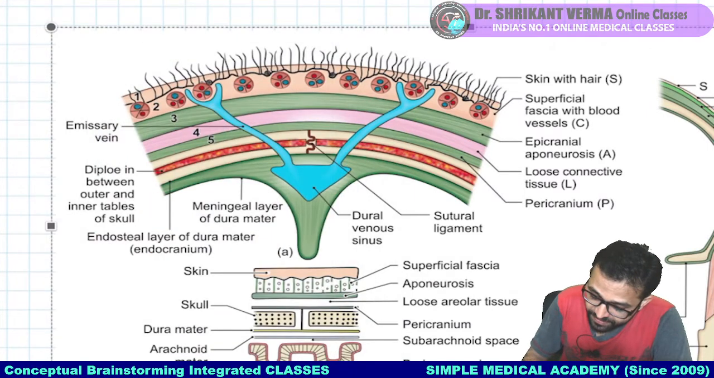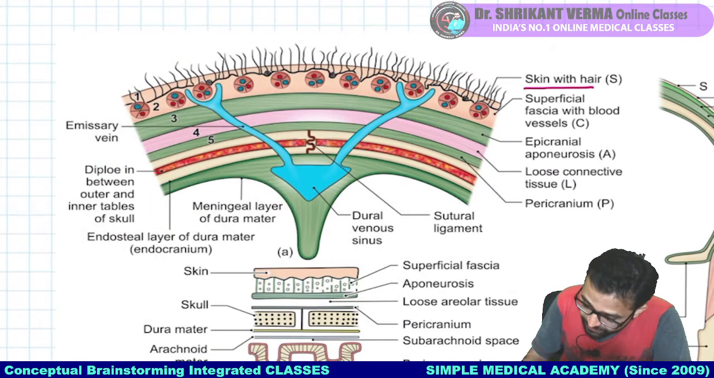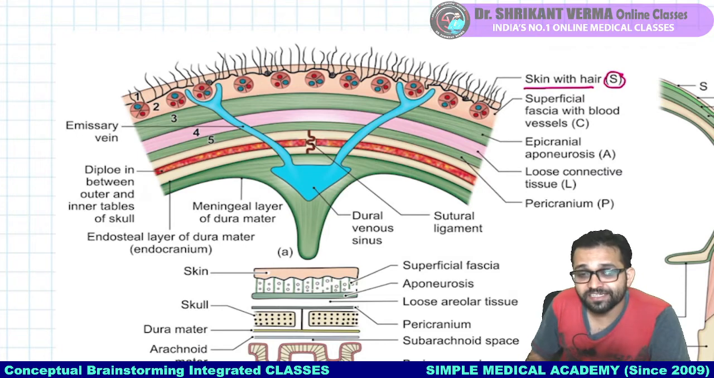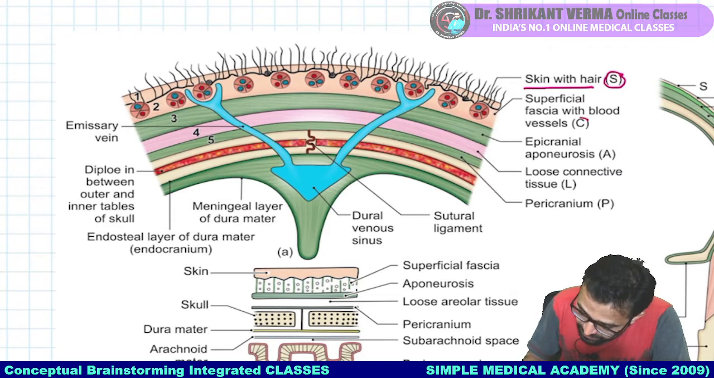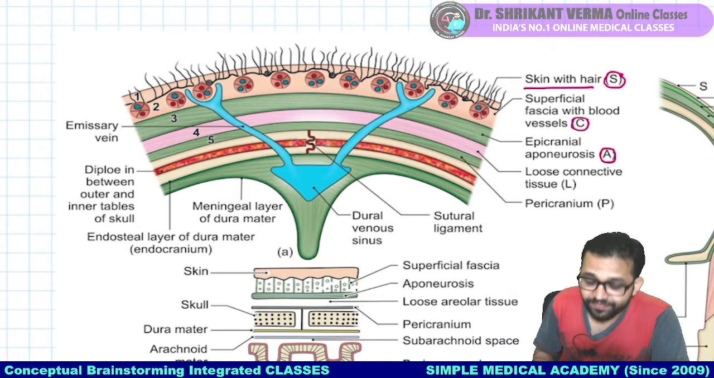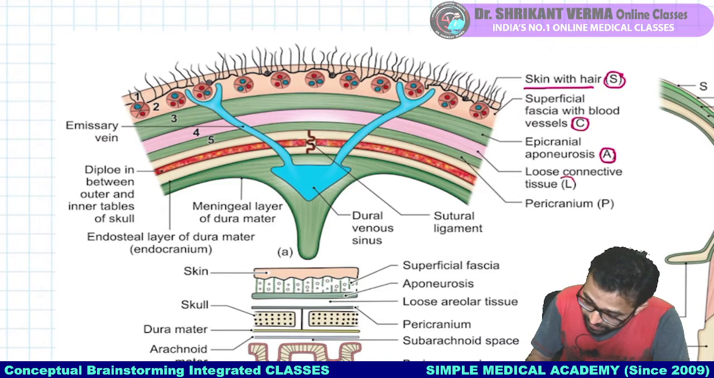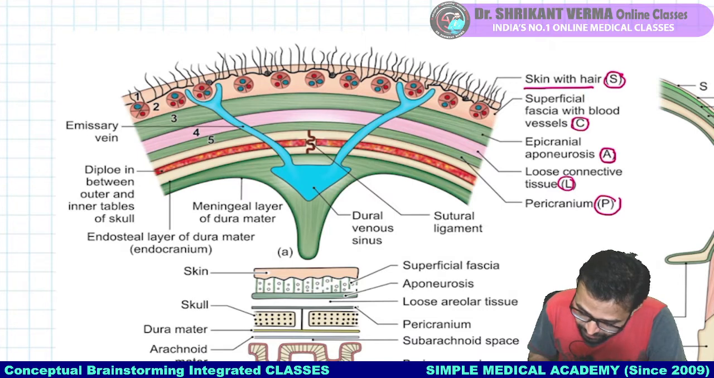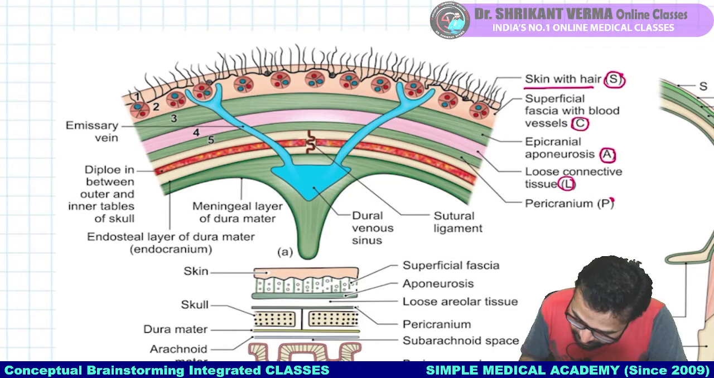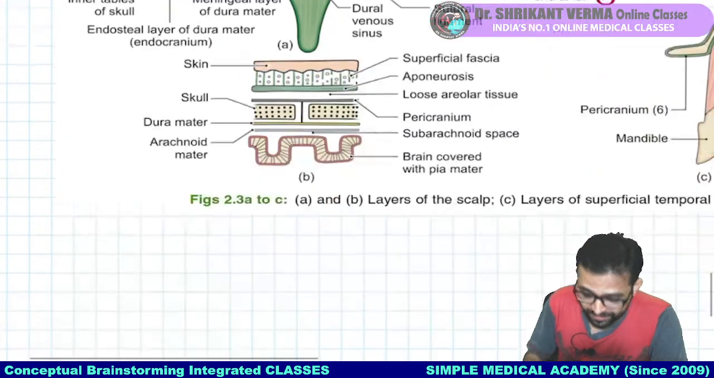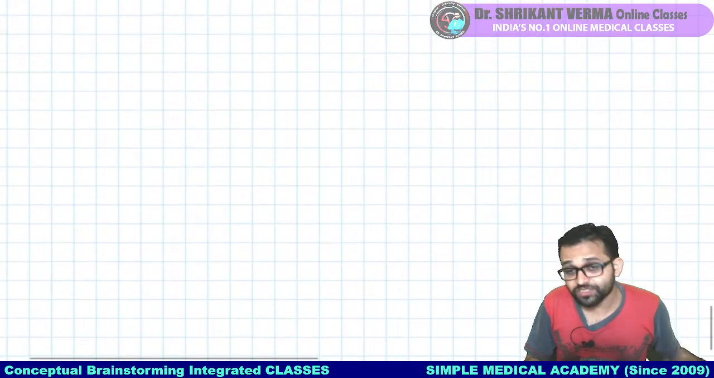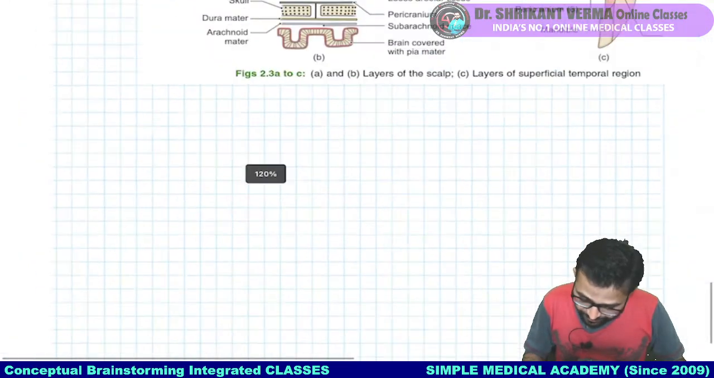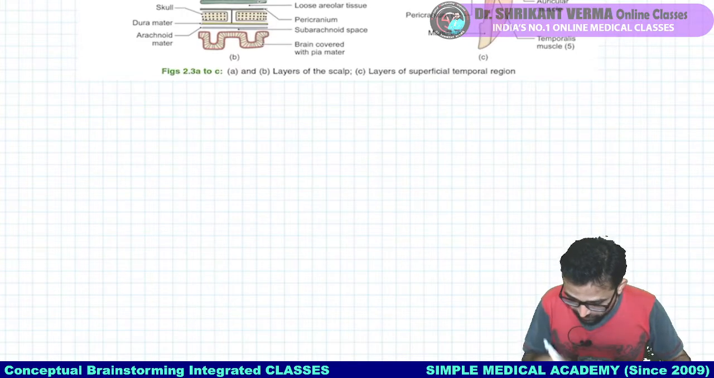Yes, see here, skin with hair, this is our S, and then the next layer is connective tissue, that is C. Next another layer is the aponeurotic layer, A. Loose connective tissue layer, L, and the last one is pericranium. Getting the point? Okay, so now try to understand, these are the different layers. We are going to make this diagram easier. So just observe properly, layer by layer we are going to draw the diagrammatic presentation.